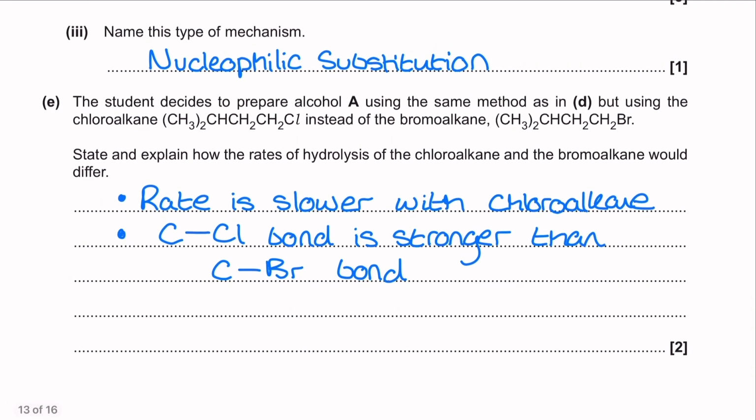The student decides to prepare alcohol A using the same method as in D, but using a chloroalkane instead of the bromo one that we were given. State and explain how the rates of hydrolysis of the chloroalkane and the bromoalkane would differ. Well, the rate is slower with the chloroalkane, and that's because the C-Cl bond that we're breaking is stronger than the C-Br bond. You can say that the C-Cl bond has got a greater bond enthalpy if you don't want to just say that it's stronger. But you've got to make that comparison, and you've got to talk about the actual bond in your answer. Be nice and clear about the difference here.